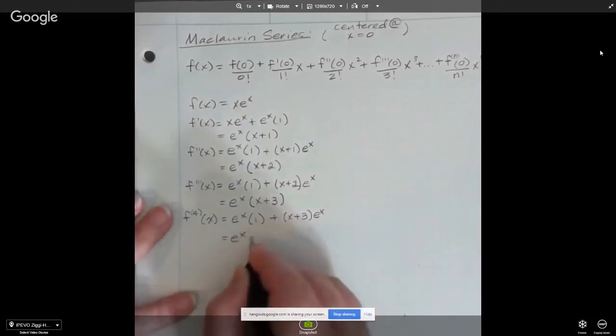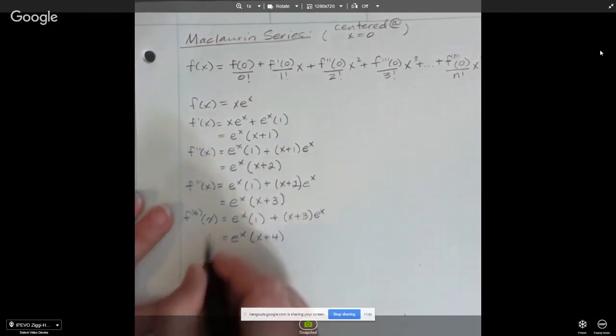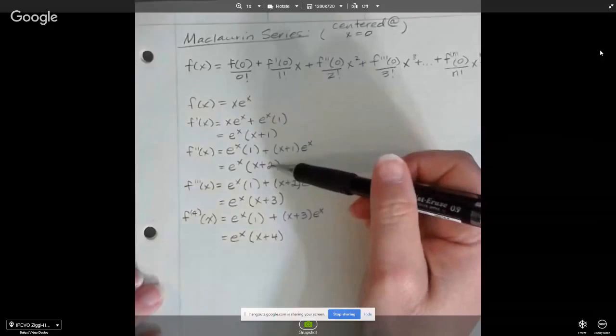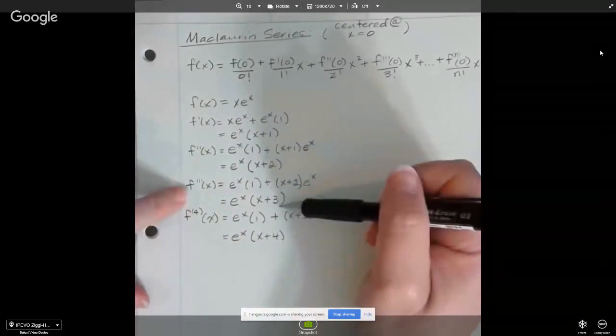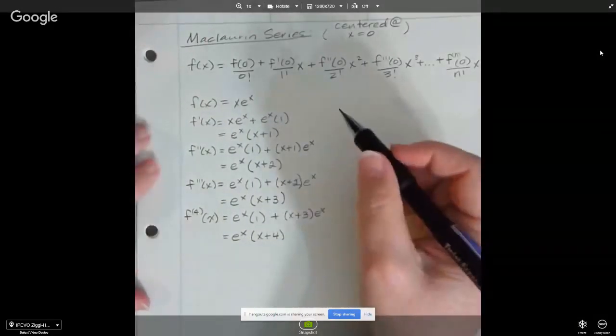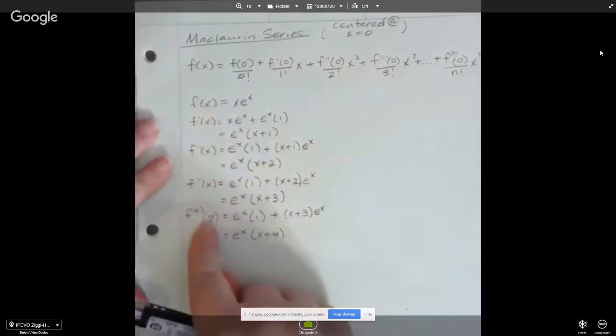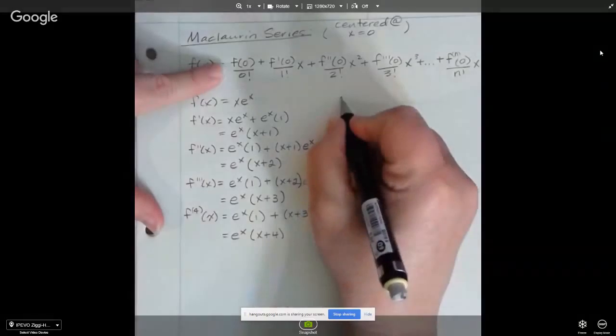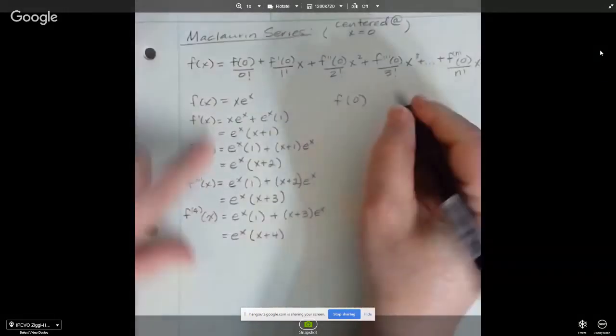There you go. And this will be x plus 4. Well, so I'm seeing a pattern here because you notice the first derivative is plus 1, plus 2 is the second derivative, the third derivative is plus 3, and plus 4. So that's interesting. But we don't need f of x or all its derivatives. We need them evaluated at 0. So I'm going to go over here and evaluate them at 0.